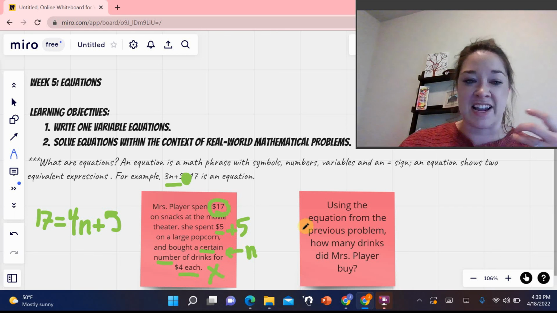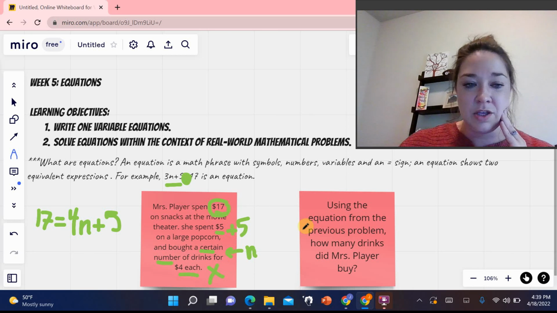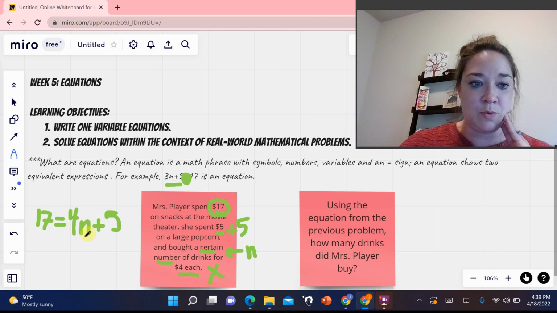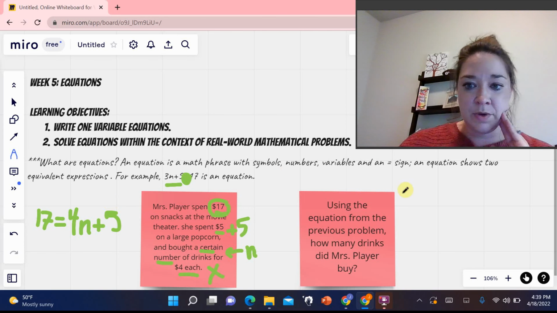Now looking at that second objective where I want to solve equations. And I mentioned at the beginning of this video that we use what we know about an equal sign in the sense that it means the same as or equal to. So now my brain is thinking whatever value of n that exists when I multiply it by 4 and then add 5 to it, it's got to equal 17. So here's how I can manipulate, and I'll show you on the other margin, how I can use that equation from the previous problem to figure out how many drinks Miss Player buy.